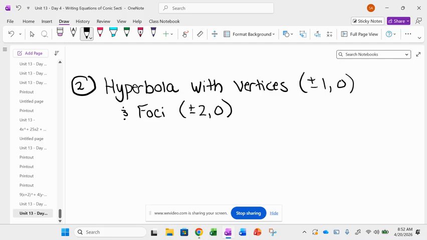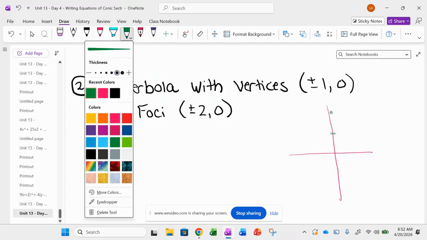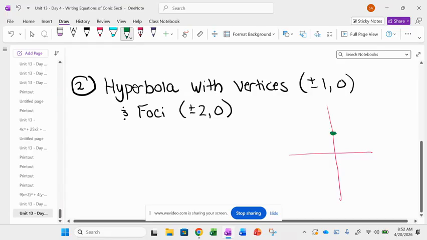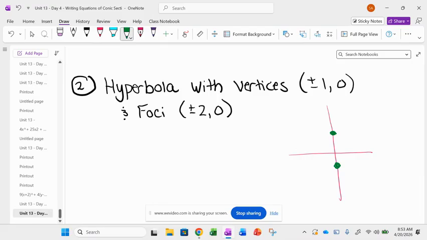Violet? Good. We don't know which formula or equation to use until we know if this is a horizontal hyperbola or a vertical hyperbola. Well, let's see. They're telling us the vertices are plus or minus 1, 0. So right here. Right here. And they're telling us the foci are plus or minus 2, 0.